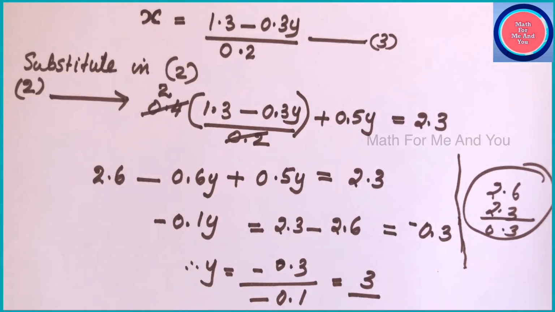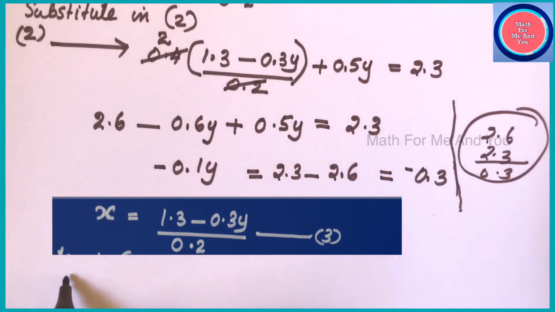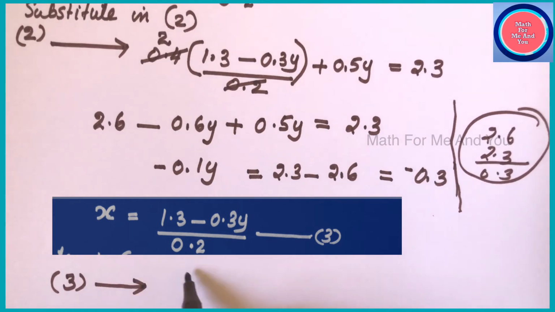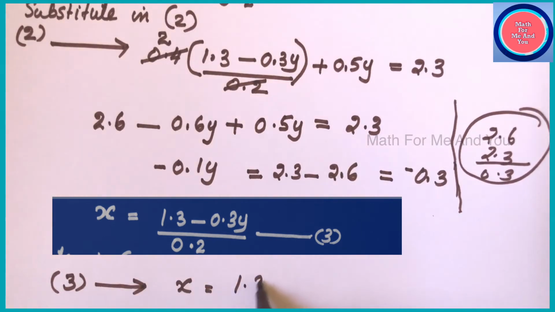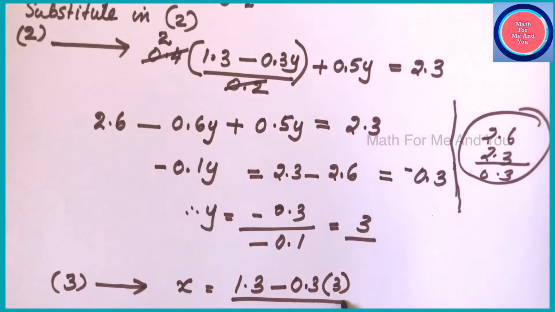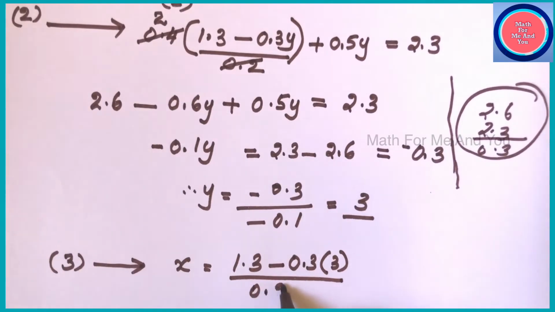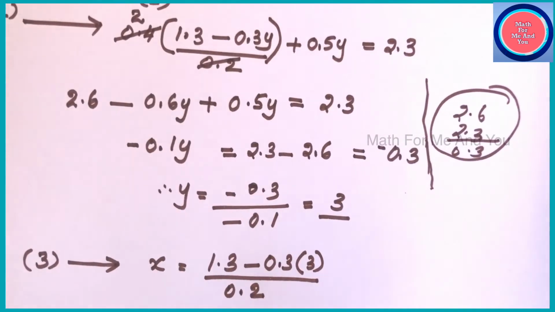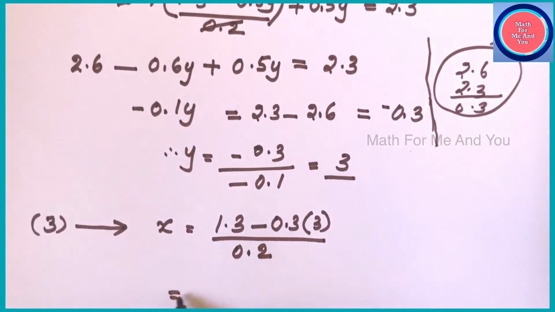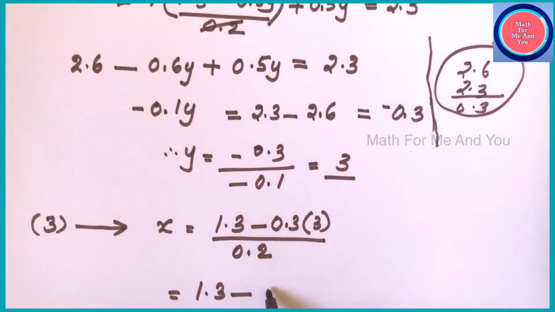Its value is 3. Substitute in any of the equations, you can find the value of x. Which equation will we substitute in? We will substitute in the third equation because it directly gives the value of x. Okay, when we substitute, x is equal to 1.3 minus 0.3y, that is 0.3 times 3, over 0.2, that is equal to 1.3 minus 0.9, that is the numerator, divided by 0.2.